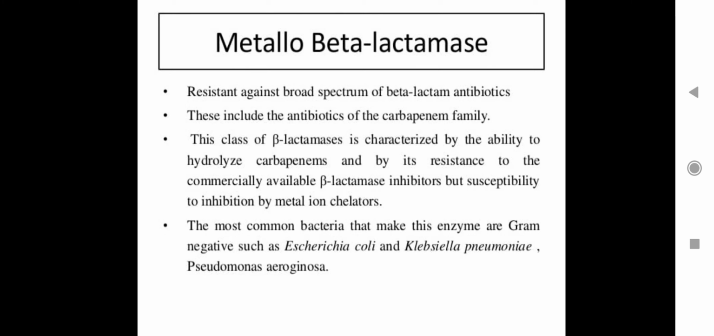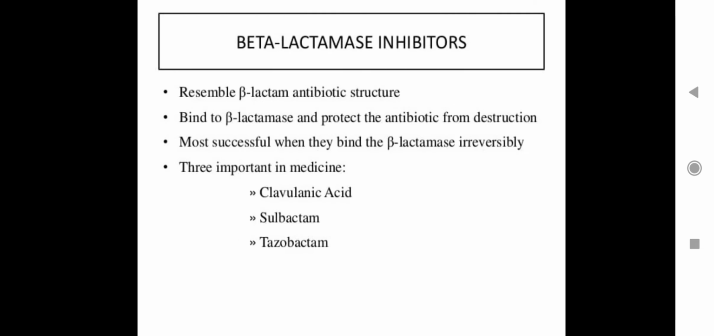Metallo beta lactamases are resistant against a broad spectrum of beta lactam antibiotics. These include antibiotics of the carbapenem family. This class of beta-lactamase is characterized by ability to hydrolyze carbapenems and by its resistance to commercially available beta-lactamase inhibitors. The most common bacteria that make this enzyme are E. coli, Klebsiella pneumoniae, Pseudomonas aeruginosa. The beta-lactamase inhibitors resemble antibiotic structure. These include clavulanic acid, sulbactam, tazobactam.